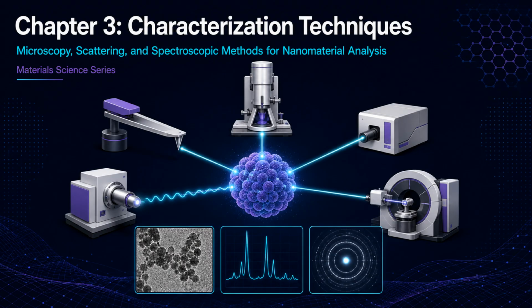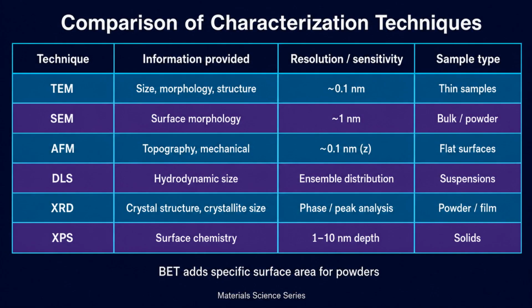In this chapter, we'll explore the essential techniques for nanomaterial analysis, from electron microscopy that lets you see individual atoms to spectroscopy that reveals chemical composition. By the end, you'll understand which technique to use for which question and how to interpret the data you obtain. Let's start with an overview of the main characterization techniques.